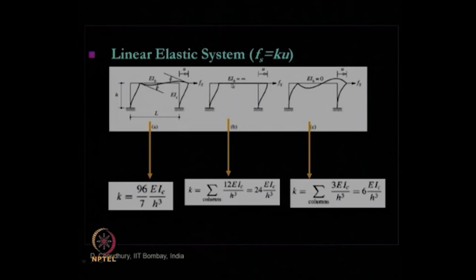If we have the EI value of the beam as infinity, then the displaced position will look like this, and the value of K will change to the sum of the individual stiffnesses of the columns, which is 12 EI by h cube, and there are 2 columns. So it becomes 24 EI by h cube, where EI is that of the column. And if the beam stiffness is 0, that is EI of the beam is 0, then K will be the sum of the individual stiffnesses of the columns, which is 3 EI by h cube for each. So for 2 columns it becomes 6 EI by h cube.